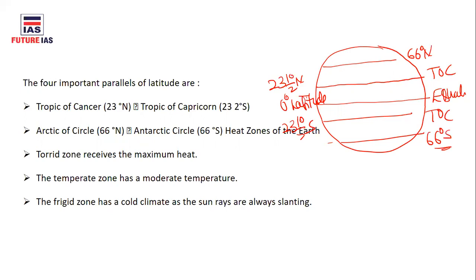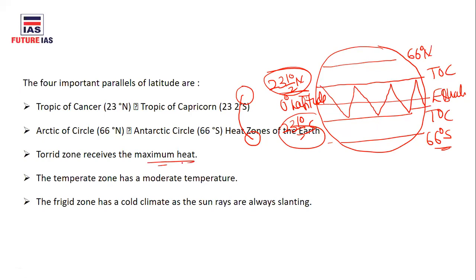These are some of the heat zones, right? The torrid zone receives the maximum amount of heat. You must understand, the sun will never cross 23.5 degree north and 23.5 degree south. So it means the sun will always oscillate between the Tropic of Cancer and the Tropic of Capricorn, and by default this zone is called the torrid zone. Why torrid zone? Because it is the zone where the maximum amount of heat is received.